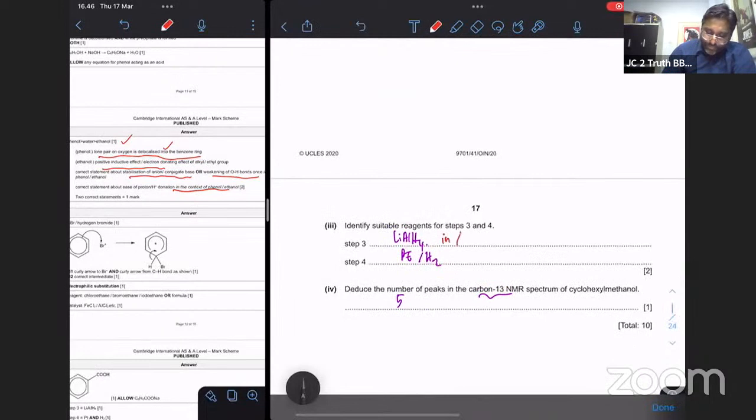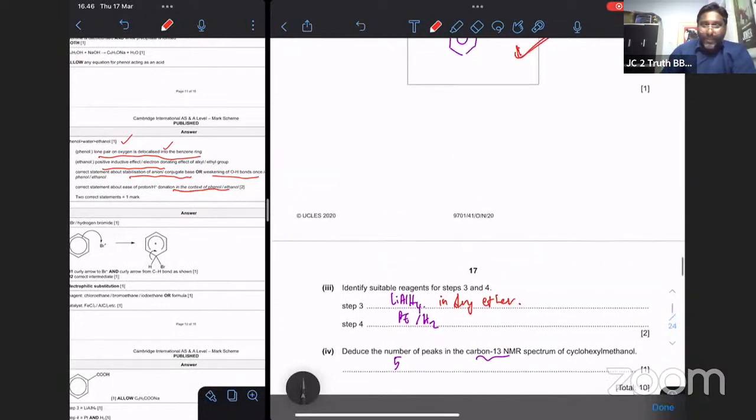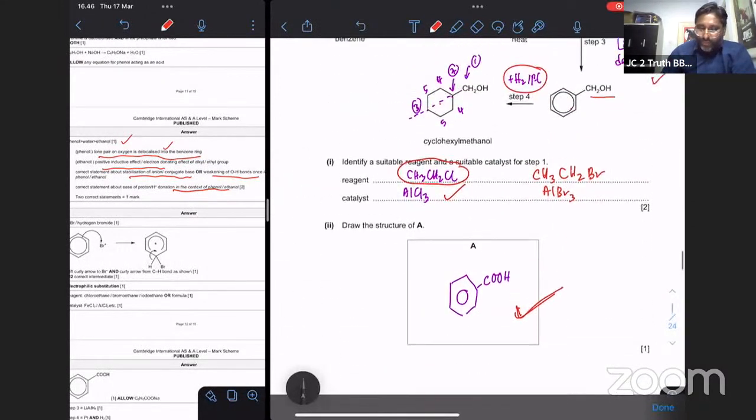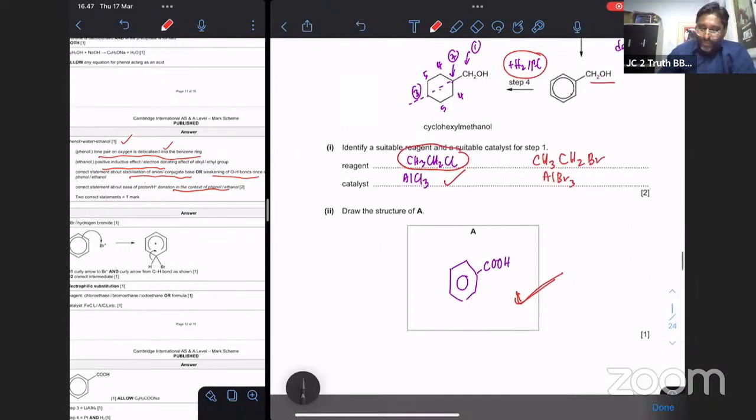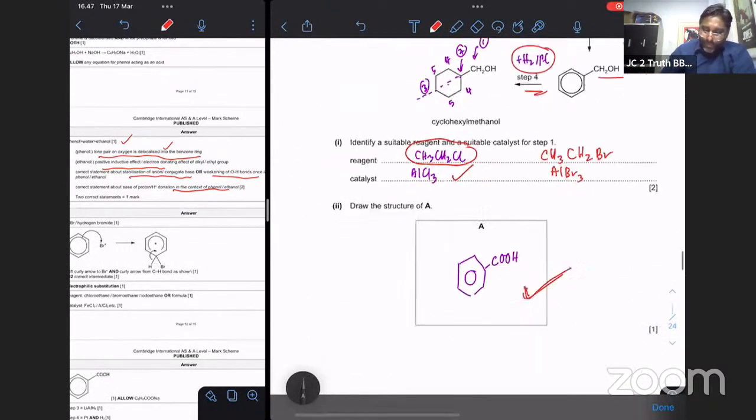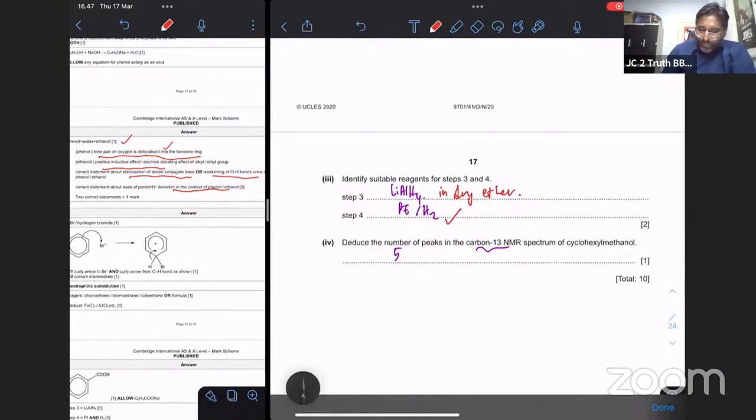So you just put in dry ether. They want the reagent only, no need for the condition, but I just write it also. And then platinum catalyst with H2. Yeah, the reagent is going to be hydrogen gas with platinum catalyst. Yeah, so that is step number 4. Now the next question: deduce the number of peaks.